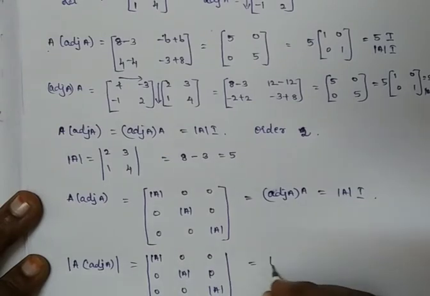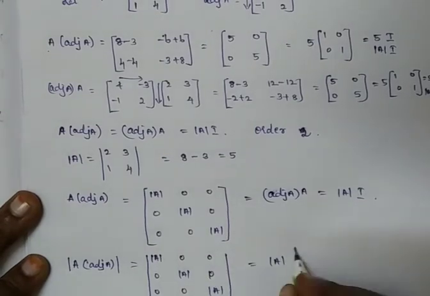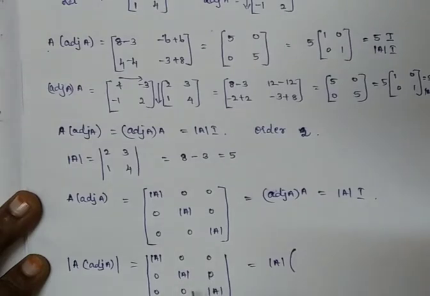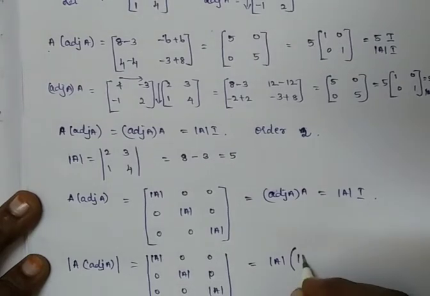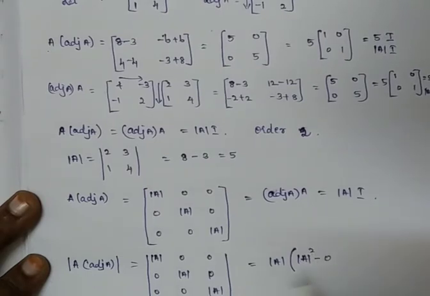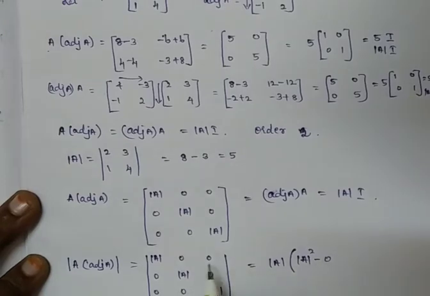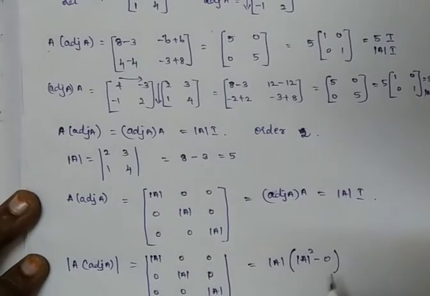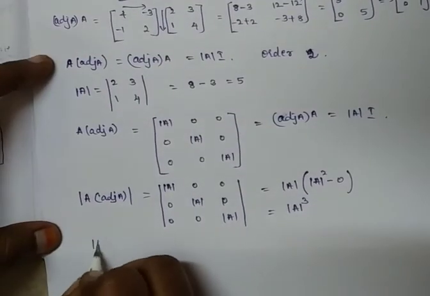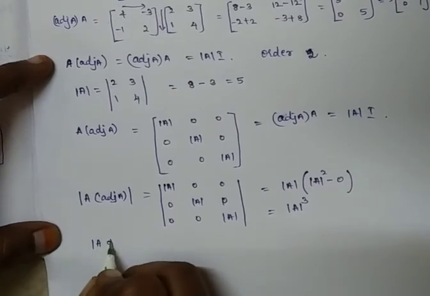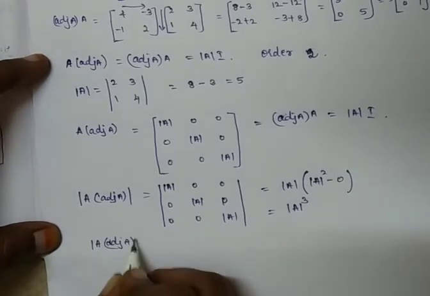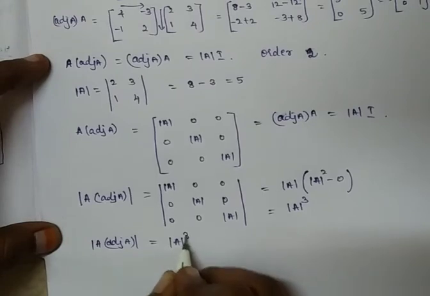Now let us find the determinant value of this determinant. This is nothing but determinant of A for the first one into these two, we have to multiply this and this, and subtract. That is determinant of A whole square minus 0. Remaining elements are 0, so 0 into any element will be 0. So this is equal to determinant of A cube. Now this side, see here, determinant of A into adj A is equal to determinant of A cube.